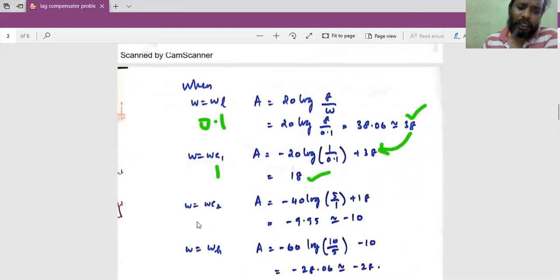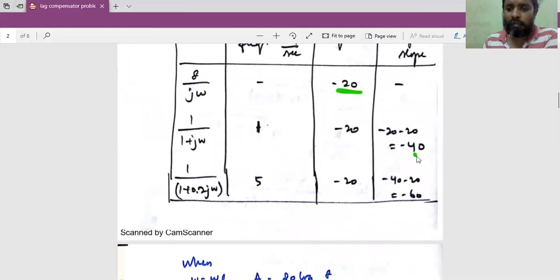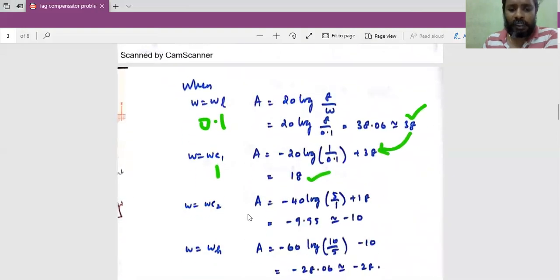Now you go to the next corner frequency. Then the slope chosen will be minus 40. The present corner frequency value is 5. The previous value is 1. So minus 40 log of 5 by 1 plus the previous magnitude value 18. I'm getting minus 9.95. Rounding off, you will get minus 10.